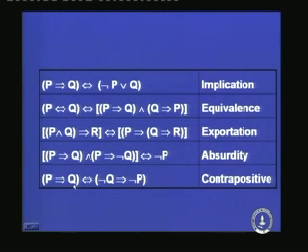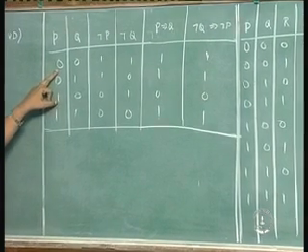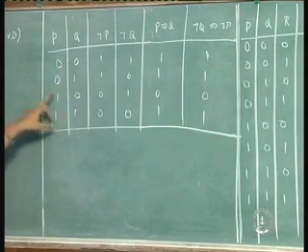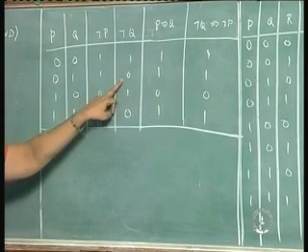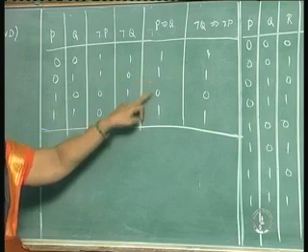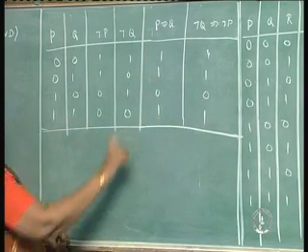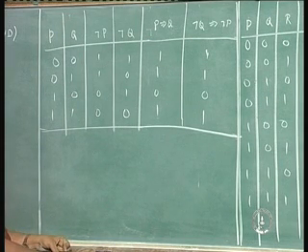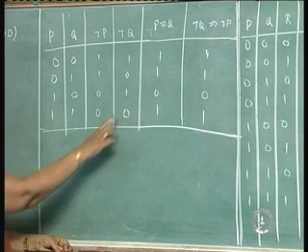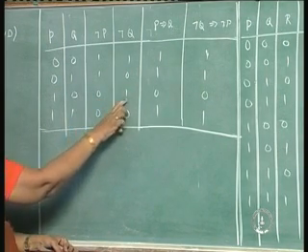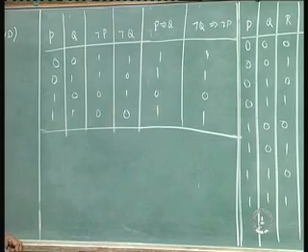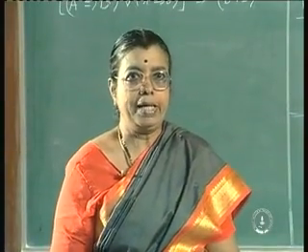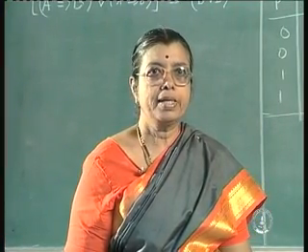Contrapositive: P implies Q is equivalent to not Q implies not P. If you look at the table giving all the 4 possible assignments to P and Q, you will get 4 rows. When P is true, Q will be false and so on. This is the column for not P and this is the column for not Q. This is the truth value for P implies Q. This we already know. For not Q implies not P, that will be false only when not Q is true and not P is false. Only in this case it will be false, otherwise it will be true. And so if you look at the last 2 columns, you see that they are identical. So whenever an expression involving implication P implies Q is true, it is equivalent to saying not Q implies not P.